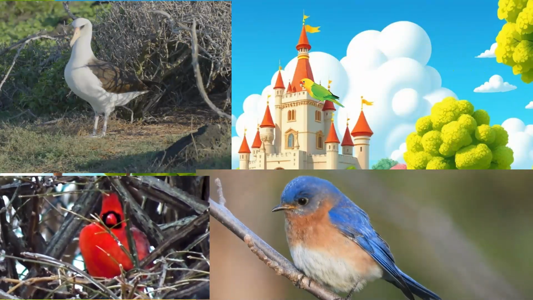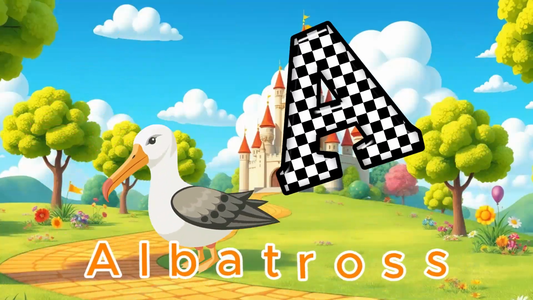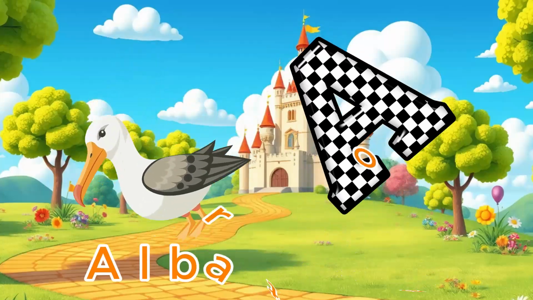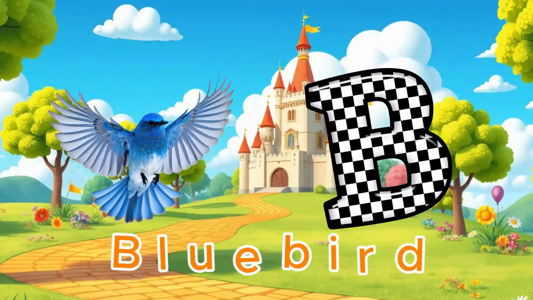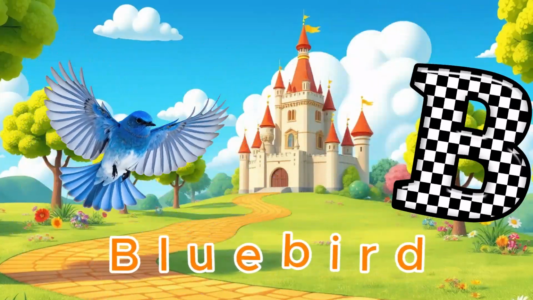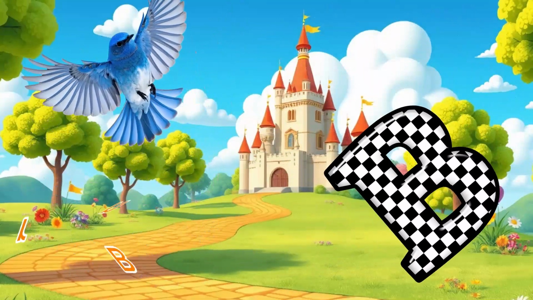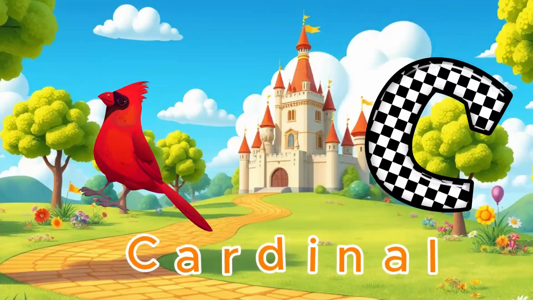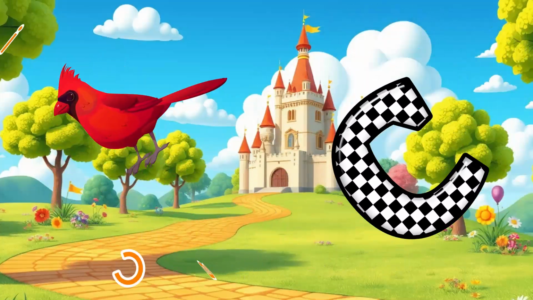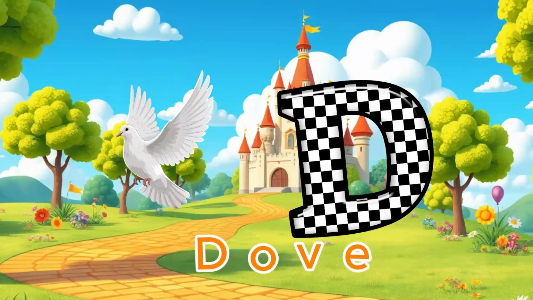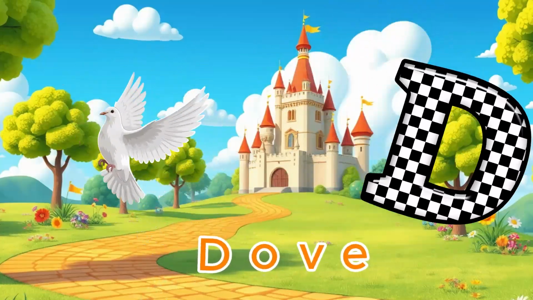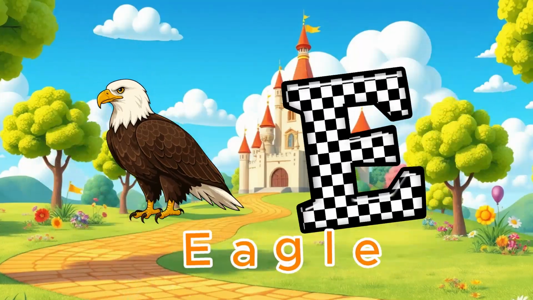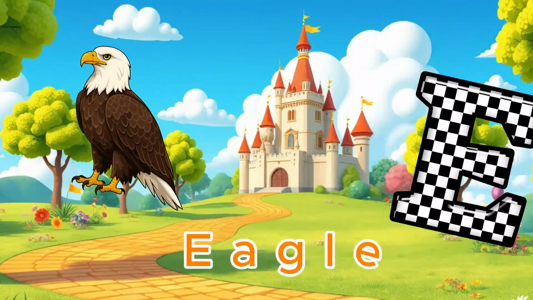Oh yeah. A is for albatross. A, albatross. B is for bluebird. B, B, bluebird. C is for cardinal. C, C, cardinal. D is for dove. D, D, dove. E is for eagle.